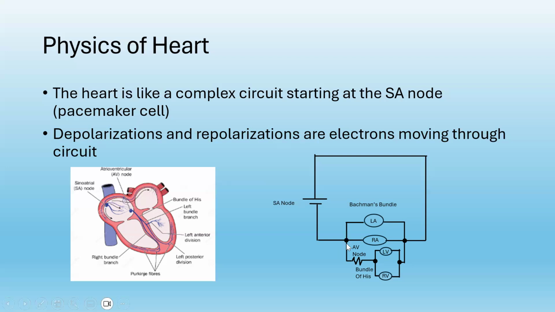There's also one that goes down to the AV node, and after that goes to the bundle of His, where it then splits into two separate parallels, one going to the left ventricle and one going to the right ventricle. Ultimately, all those different parallels come back together, going back to the SA node to end one heartbeat and to eventually start another as the SA node brings another charge to the circuit.